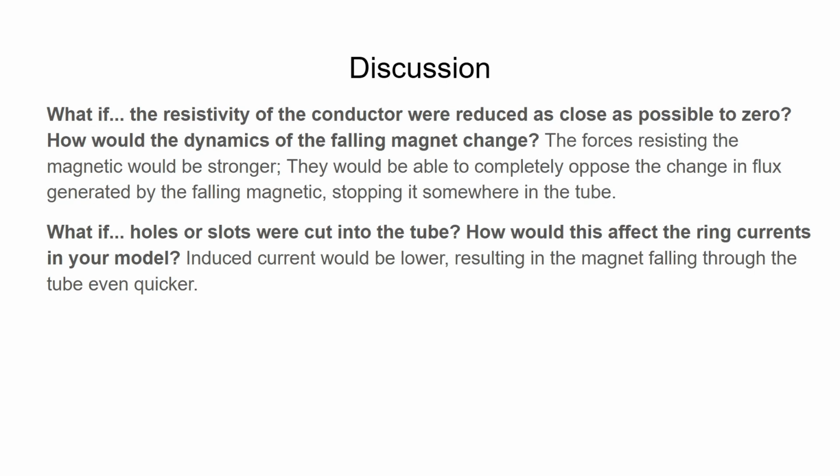Now, what if holes or slots were cut into the tube? How would this affect the ring currents in your model? The induced current would be lower, and the magnet would fall through the tube even quicker because it wouldn't have that resistance.